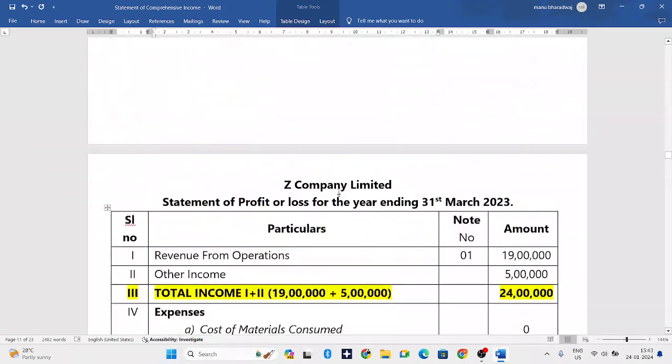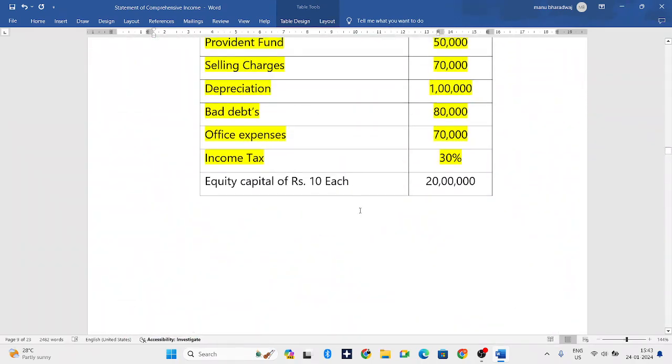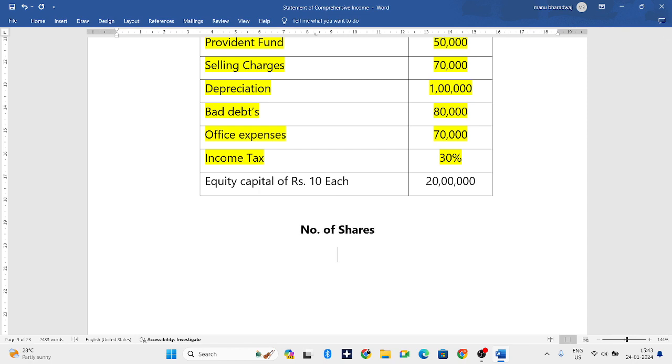So in the questions they have not given number of shares directly. So we have to find out number of shares. So total share capital they have given. What is the total share capital? Total share capital is 20 lakh.